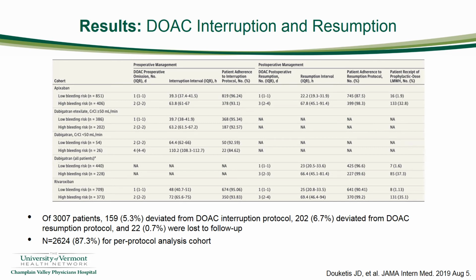When looking at adherence to the standardized protocol, of the 3,007 patients that were included, only about 5.3% deviated from the DOAC interruption protocol, whereas 6.7% deviated from the DOAC resumption protocol. Only 22 patients out of the total, so less than 1%, were lost to follow-up. Overall, a total of 2,624 patients, or 87.3%, adhered per protocol and were eventually included in the per protocol analysis cohort.